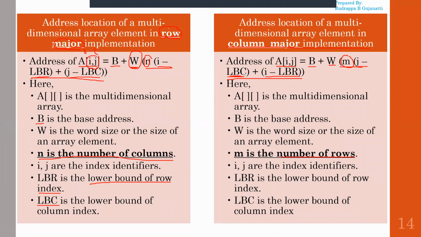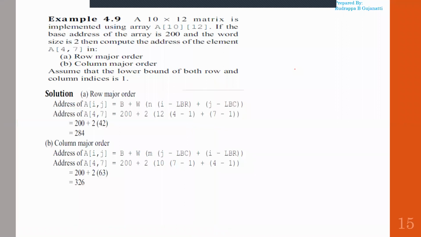So here, when you're dealing with row major order, you have to consider the number of columns and multiply it with I minus LBR. So this is the column parameter, and this, you have to remember, is the row parameter. When you're dealing with column major order, you consider the number of rows multiplied with the parameter associated with the column, J minus LBC, the lower bound of the column. Now let us have a look at a problem associated with this.